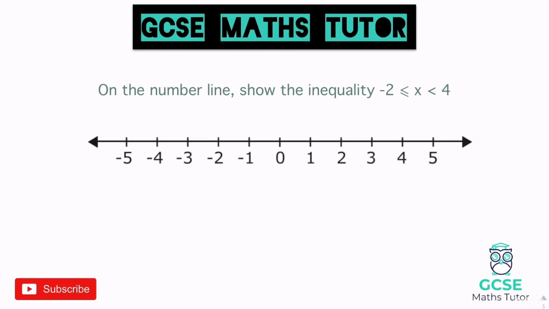Okay, so on the number line, show this inequality. So when we're drawing these sorts of things on a number line, we look at what numbers we've got. We're going to put our little circles above those, so -2 and 4. And we're going to join them up. And then we just need to have a look at these symbols.